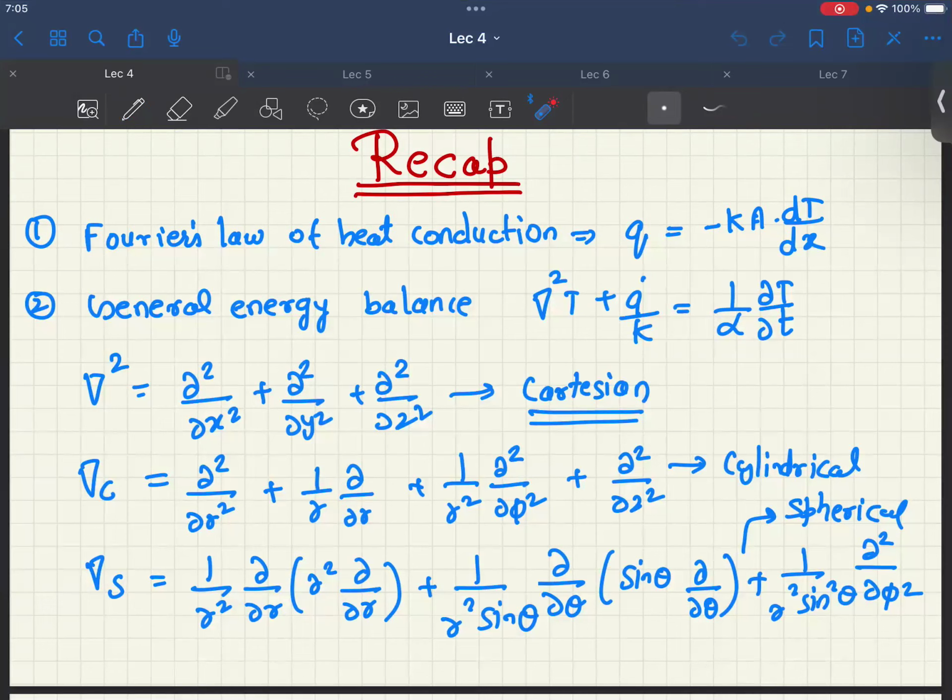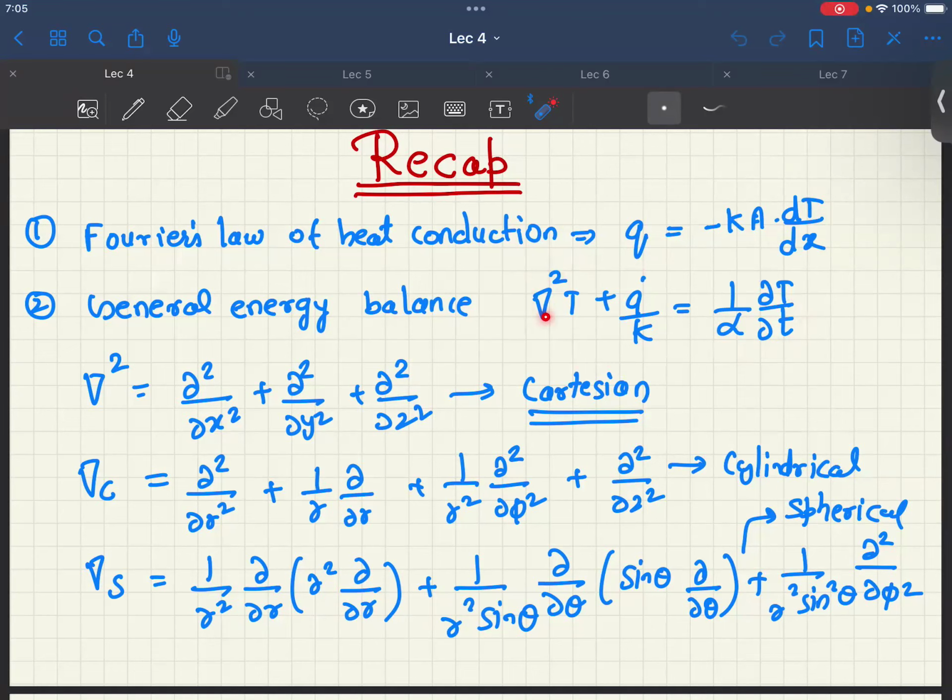In the previous class, we saw Fourier's law of heat conduction, which states that the rate of heat transfer is the product of the thermal conductivity, the area, and the temperature gradient, that is dT by dx. And then we also saw the generalized energy balance equation.